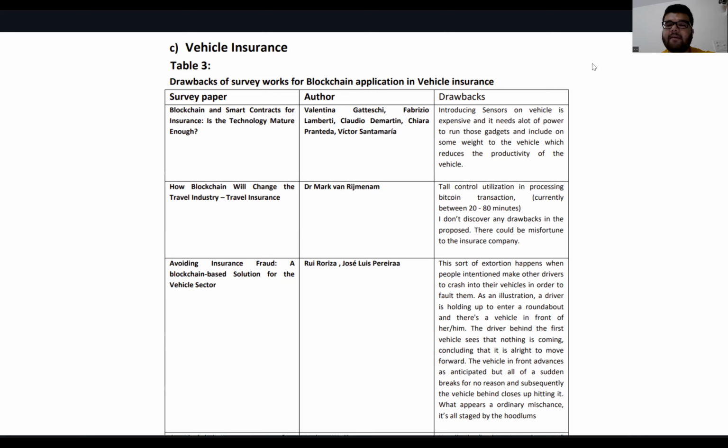As an illustration, a driver is waiting to enter a roundabout and there is a vehicle in front of him or her. The driver behind the first vehicle sees that nothing is coming, concluding that it is all right to move forward. The vehicle in front advances as anticipated, but all of a sudden it brakes for no reason, and subsequently the vehicle behind ends up hitting it. What happens? An ordinary mishap. It is all staged by the crooks.